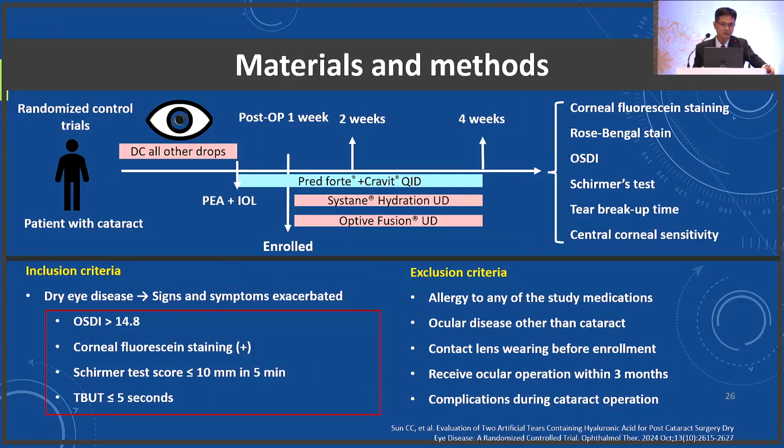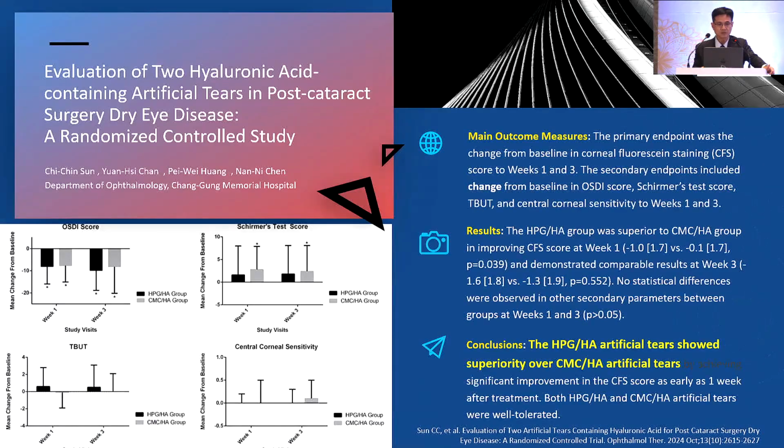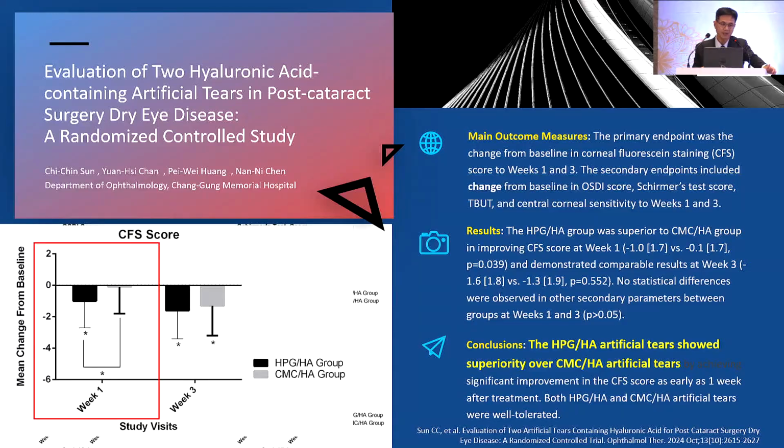Below are the inclusion and exclusion criteria. What we found is that all the secondary parameters were not significant. However, it's very interesting that the HA group was superior to CMC HA in improving corneal fluorescein staining as early as 1 week after surgery. So it shows superiority over CMC HA artificial tears.